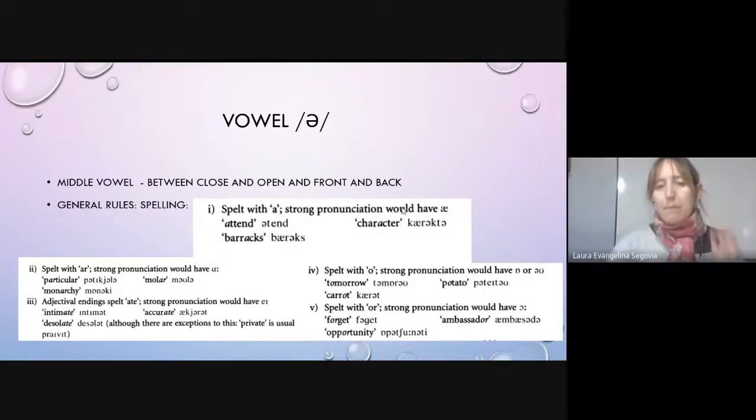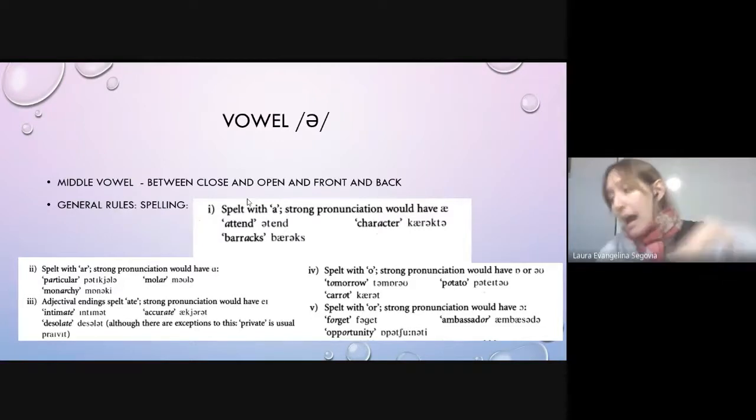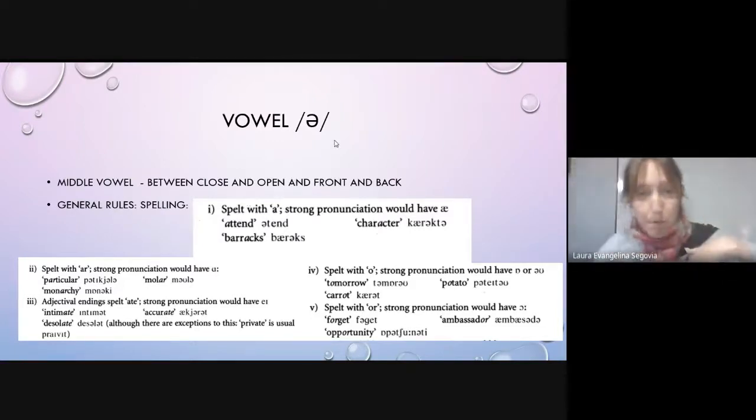Okay, let's start with the idea of the vowel schwa. Let's explain the vowel schwa better. This is a middle vowel. We have said that you produce it in the center of your mouth, and it's something between close and open. Remember, close is near the roof of the mouth, open is far away from the roof of the mouth, and it is in the middle between front and back. Okay, good.